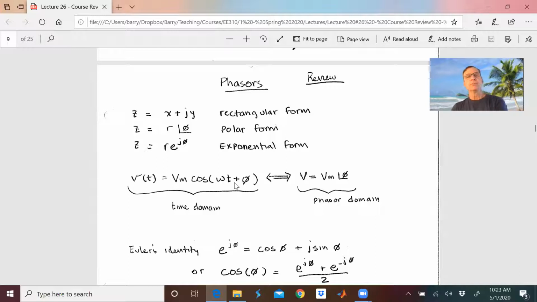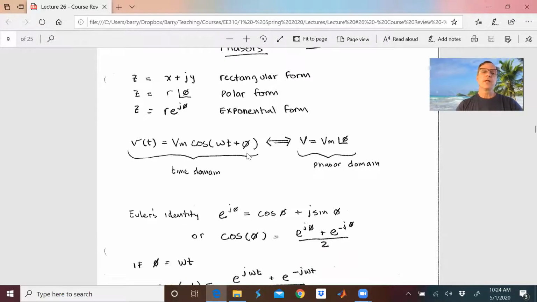So for phasors, we have three forms. We have the rectangular form, x plus jy. We have the polar form, which is some radius, and we show it as a shorthand of phi. And we can also put an exponential form of the radius times e to the j phi. But really, a phasor is a complex number. And we can go back and forth between what we call the time domain and the phasor domain.